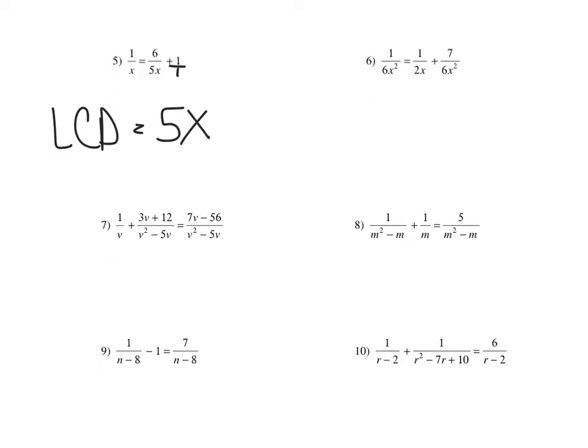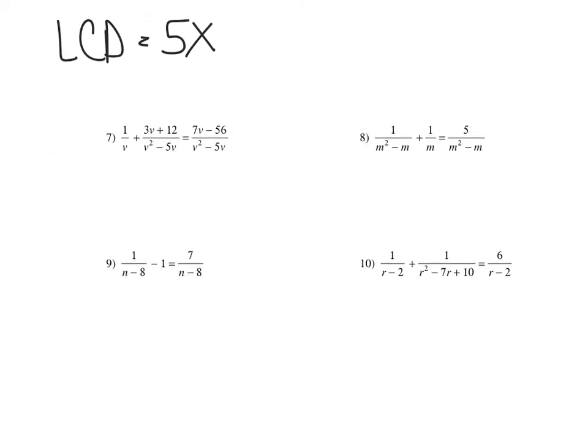Now I'm going to skip to some a little more intense ones here. Number 7. Notice I have a monomial and a binomial. That means I need to have 2 common denominators, one that's a monomial and perhaps one that's a binomial. Now the other thing you'll notice is that we can factor this. So I'm going to go ahead and factor.